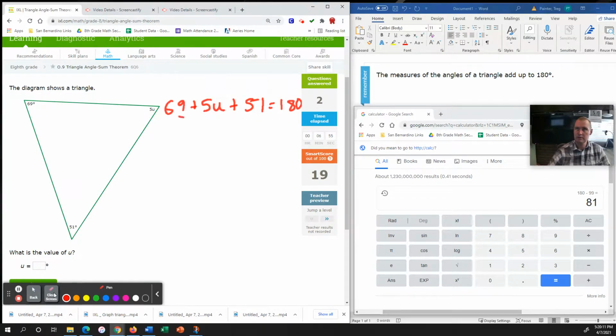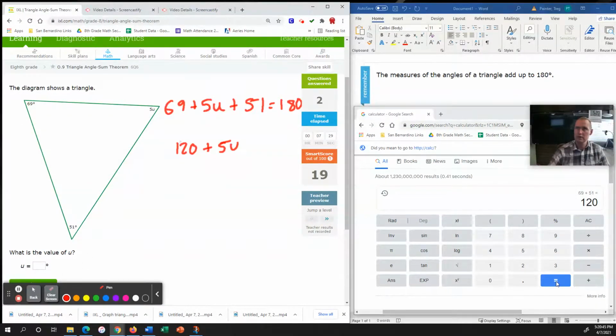Now what I can do is put 69 and 51 together. So we can literally add them up. 69 plus 51 equals 120. So we got 120. And 5u, we can just bring that down as plus 5u. And I'm going to go ahead and clean up my lines here. Looks like they're not even in the right place.